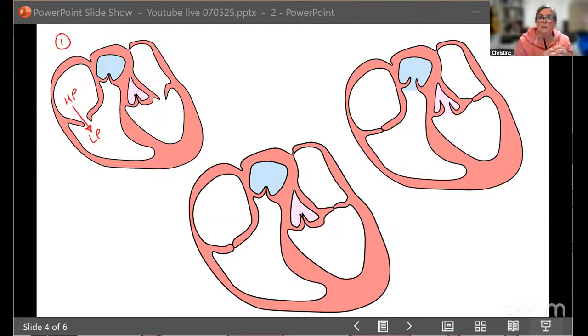So atrial systole. Is it true that the heart would explode if the ventricles and atria contracted at the same time? So if the atria and the ventricles were to contract at the same time, it wouldn't explode.